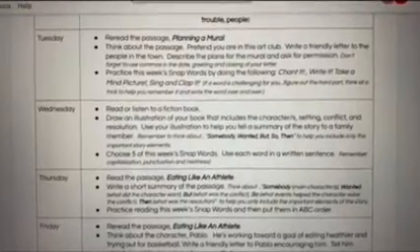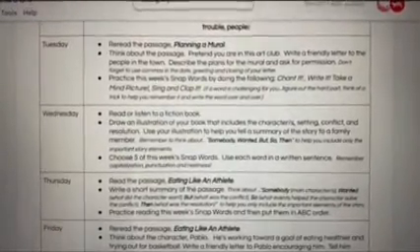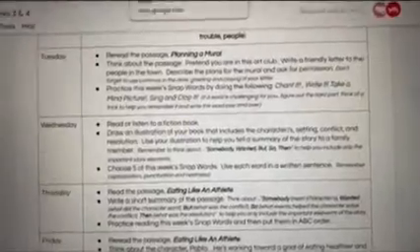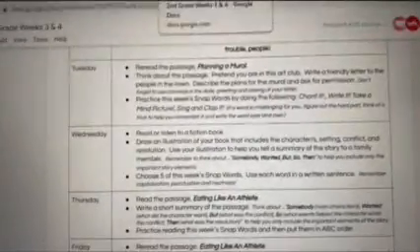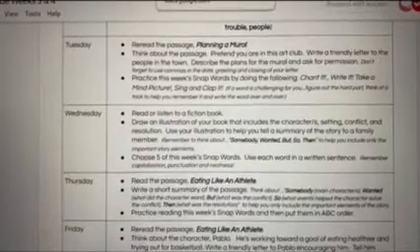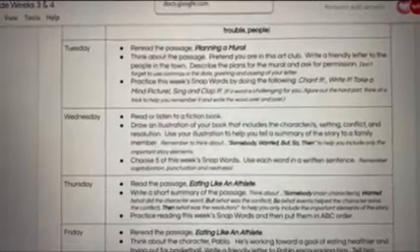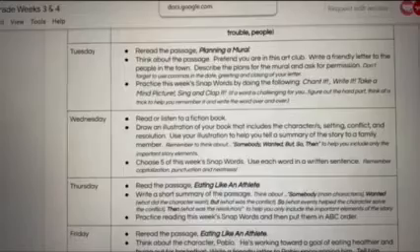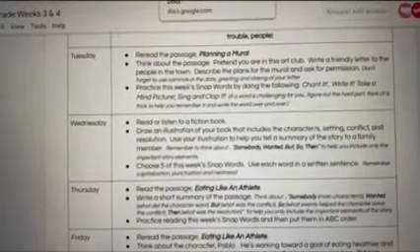All right, guys, reading for today. You are going to read and listen to a fiction book, which I'm going to share a link for Storyline Online with you. Then you get to have a little fun with that. You're going to draw an illustration that includes your character, setting, conflict, and resolution. Remember, your conflict is your problem, your resolution is the solution.